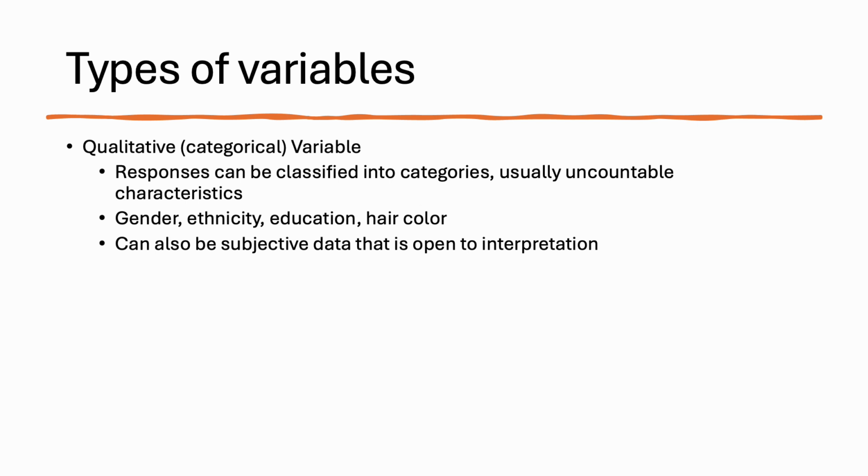So if I ask a question and the response is something that can be classified into a category or is an uncountable characteristic, that is considered a qualitative variable. So these are things like gender, ethnicity, education, hair color, car color, type of pet that you own, favorite football team, things like that. These are also anything that is subjective and open to interpretation. So, who do you think is going to win the Super Bowl this year? That is subjective.